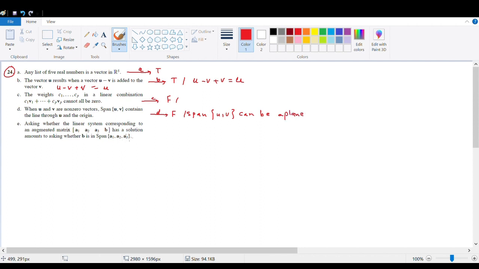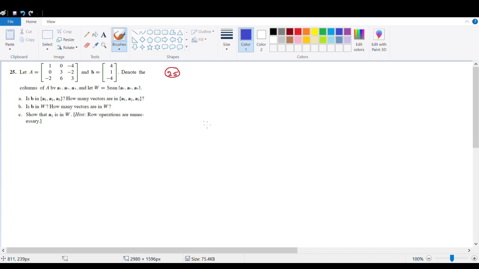Asking whether the linear system corresponding to an augmented matrix [A1 A2 A3 B] has a solution amounts to asking whether B is in span {A1, A2, A3}. We said this is the same, so that means this statement is true.